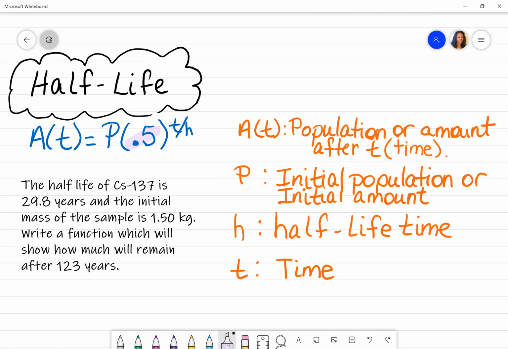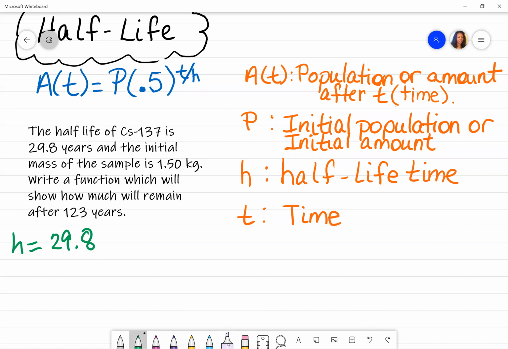Half-life is 28 years. Okay, so now to the side, you can just go ahead and write, well, H is 29.8. I do not have to convert it. Whatever is shown is what I'm going to use. Then I see the word initial. So that tells me, oh, that's going to be P. So initial mass of the sample is 1.50 kilograms. So again, I have more information. I have P, 1.5. I'm just going to put 1.5.